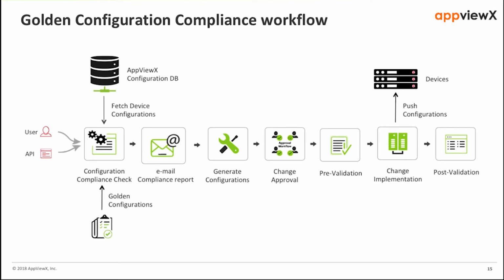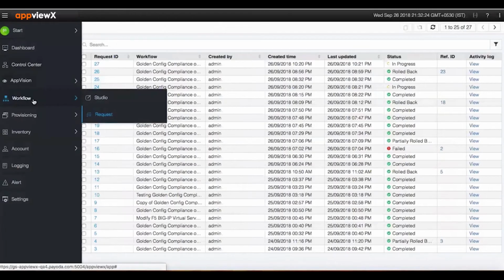So once the configurations are generated, it would go through a change approval process where all the configuration changes will be approved by the user, and only on approval it will go through a pre-validation, and then the change implementation happens where we actually push the configurations to the devices to make them compliant. And once the configurations are pushed, so we do post-validation to ensure that all the configurations are pushed successfully. So let's quickly jump into the demo.